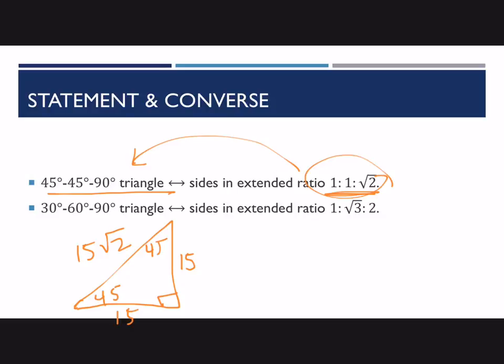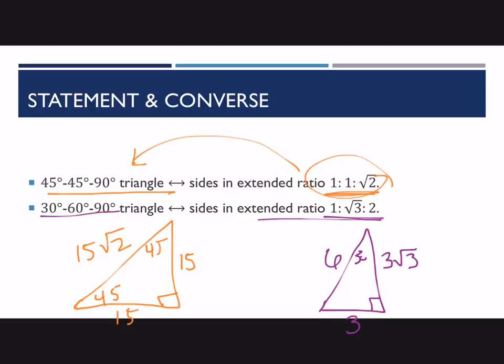Okay, similarly, if I have a 30, 60, 90 triangle, then I know that its sides are in this ratio 1, square root 3, 2. Or if I have those measures, so let's say I have lengths of 3, 3 square root 3, and 6, then right away I know that the angle across from 6 is a 90-degree one, the one across from 3 is a 30-degree angle, and the one across from 3 square root 3 is a 60-degree angle.